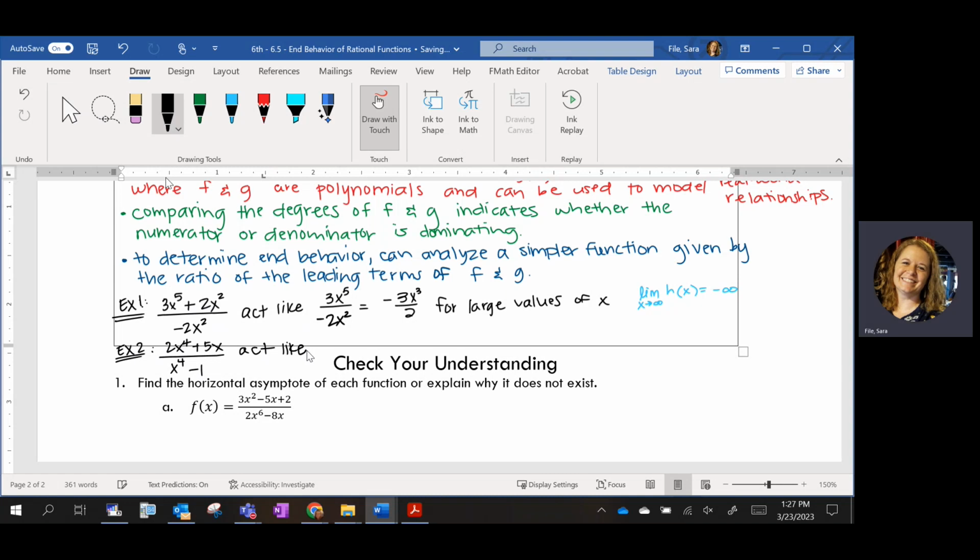All right, if I look at just the leading terms, what are they? Two x to the 4th for the numerator, right? And what for the denominator? X to the 4th. And because they're both x to the 4th, they're the same degree, what happens? Yeah, it just reduces. So you're left with just what? Just 2, because the x to the 4th over x to the 4th reduces.